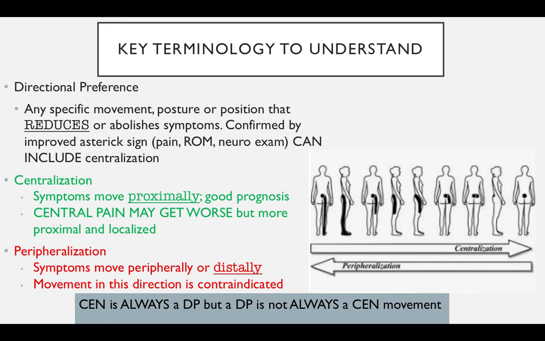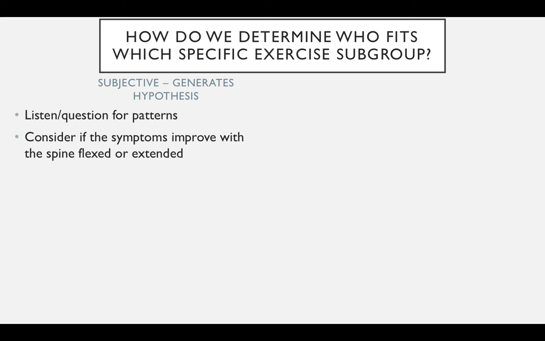Centralization is always a directional preference, but a directional preference is not always a centralizing movement. So back to how we determine who fits where. First, we listen to the patient and question for patterns, such as how symptoms respond to flexion movements or postures versus extension movements or postures. This then gives us a reference on if they prefer one or the other.